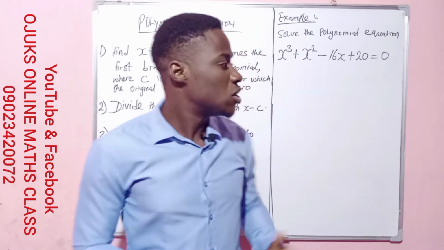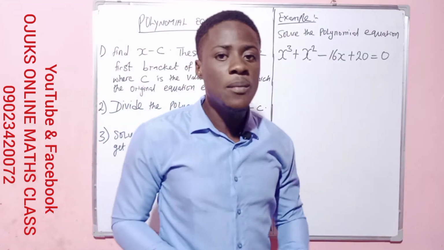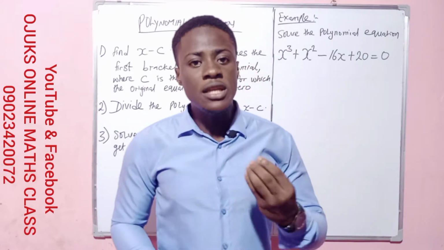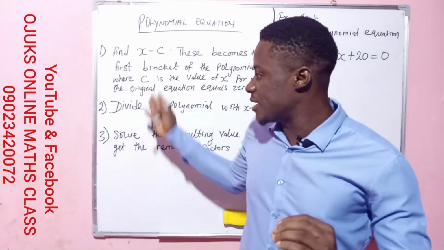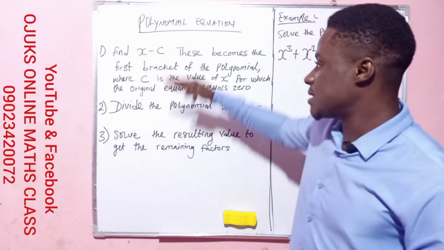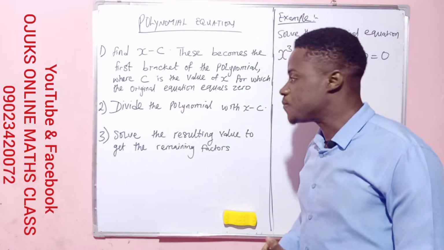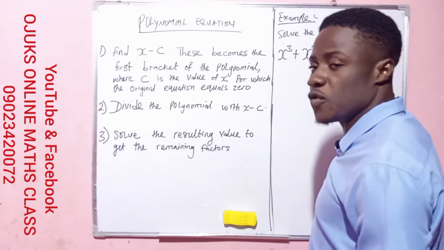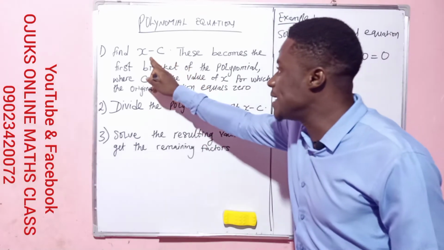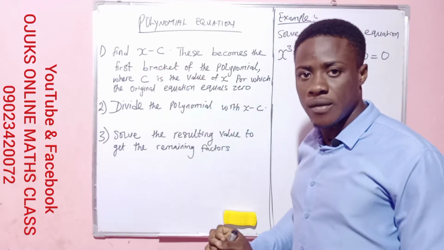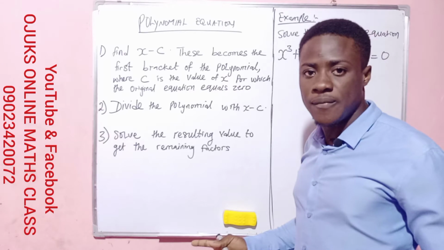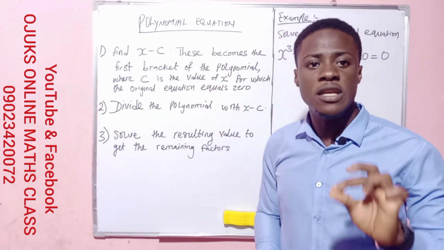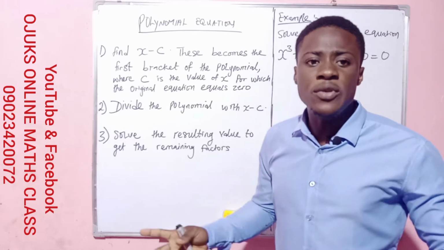So how do you go about solving this kind of third degree polynomial equation? It is very, very simple. It just involves these 3 steps as I listed them on the board. The first thing you have to do if you want to solve this kind of equation is find x minus c. What is this x minus c? This x minus c becomes the first bracket of the equation. How do you get your c?